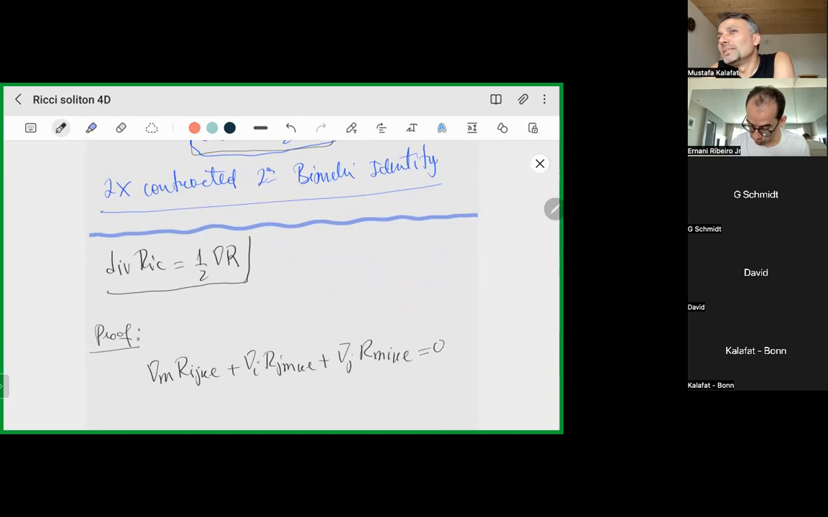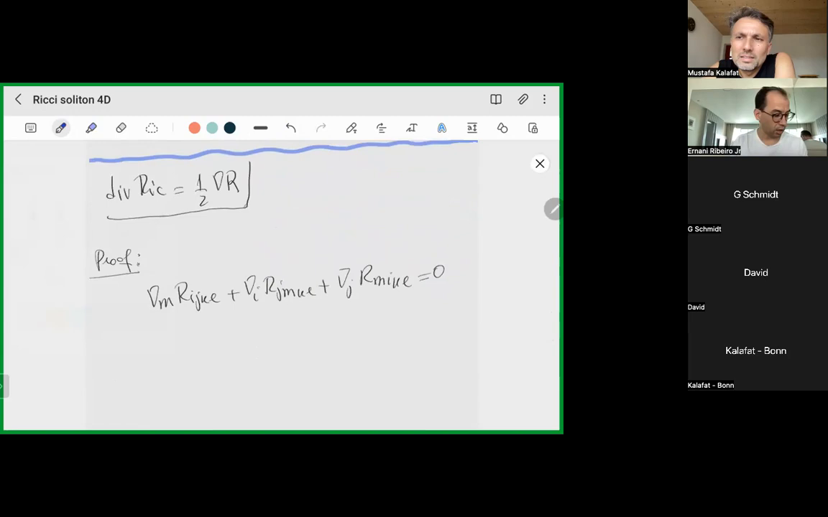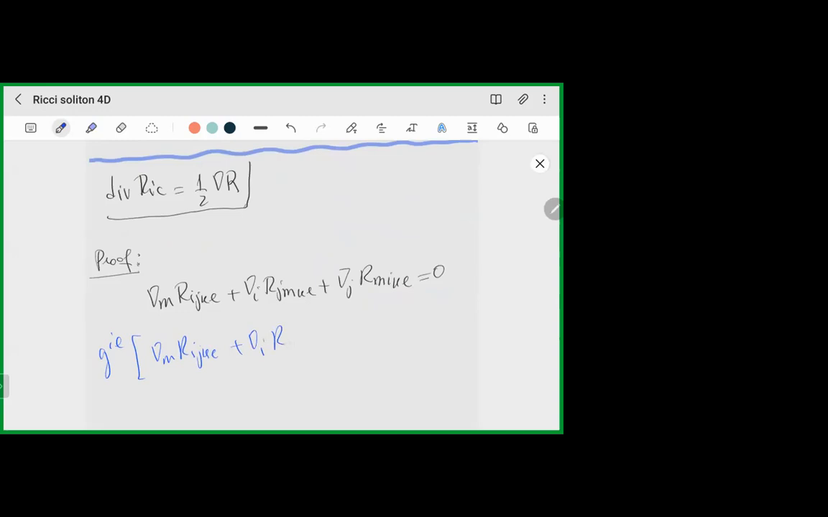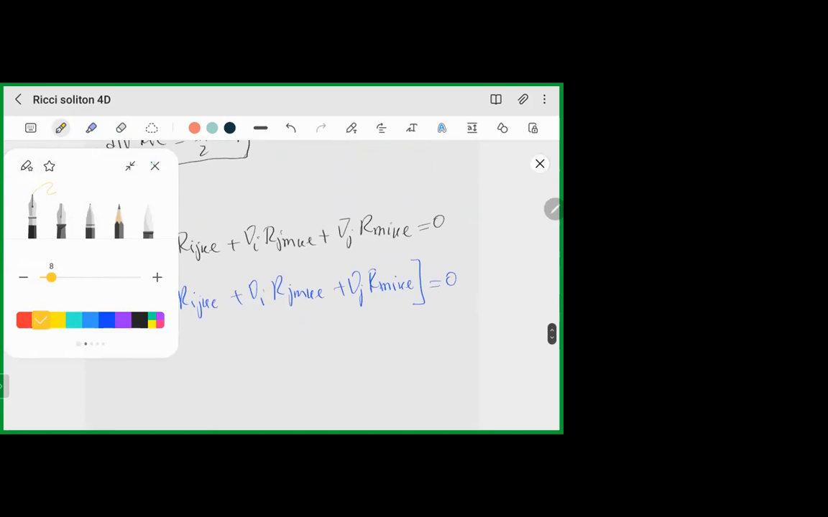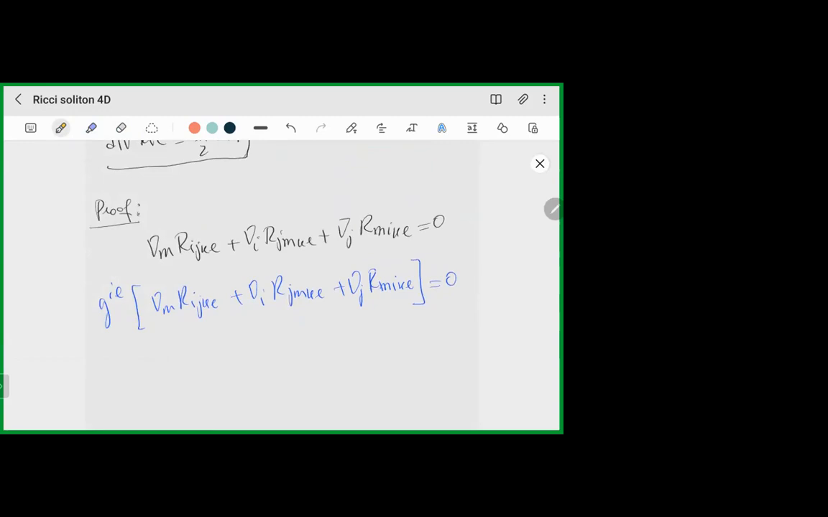And the idea is not difficult, it's just looking for the trace of this equation. When looking for the trace of this equation, let me repeat everything here, equals to zero. What can we do here? So the metric is parallel. If you take the derivative of the metric, it becomes zero. Then I can put this metric inside here, okay? Or in other words, this first term here becomes ∇_m R_{jkl}.